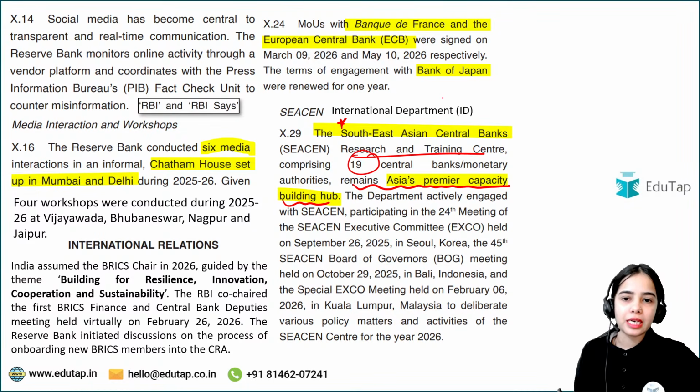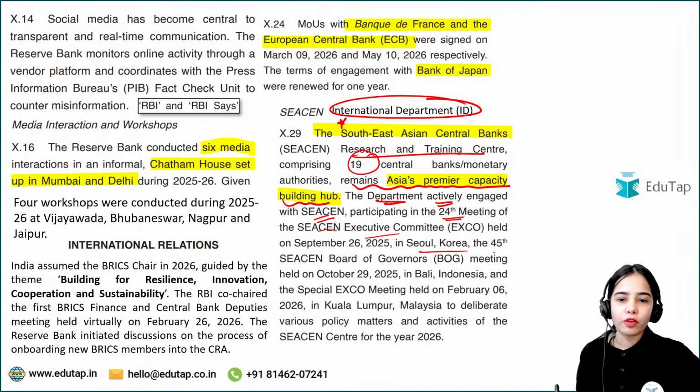Now the international department of the Reserve Bank of India actively engaged with CSEN, participating in the 24th meeting of the CSEN Executive Committee in Seoul, Korea, the 45th CSEN Board of Governors meeting in Bali, Indonesia, and a special EXCO meeting in Kuala Lumpur, Malaysia.